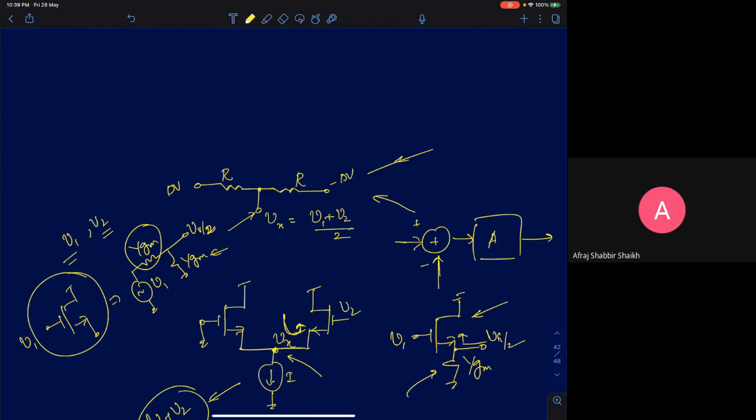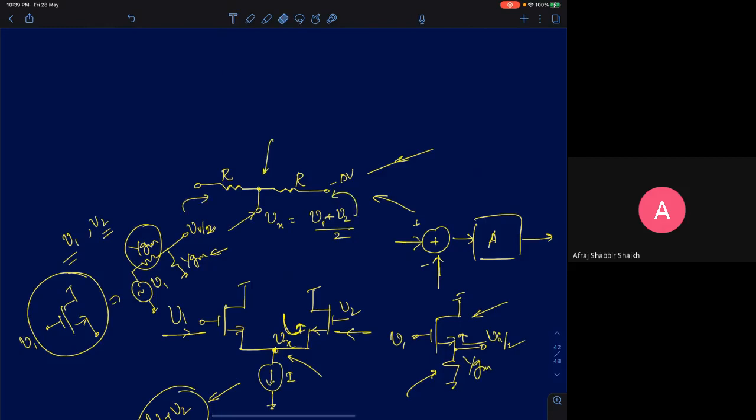Can you tell me in terms of the current drawn, am I drawing any current from V1 and V2 in the second circuit? Okay, yeah, small signal. I'm not drawing any current in the second circuit, the input impedance is infinity. But in the first circuit, you are actually drawing some current from V1 and V2.